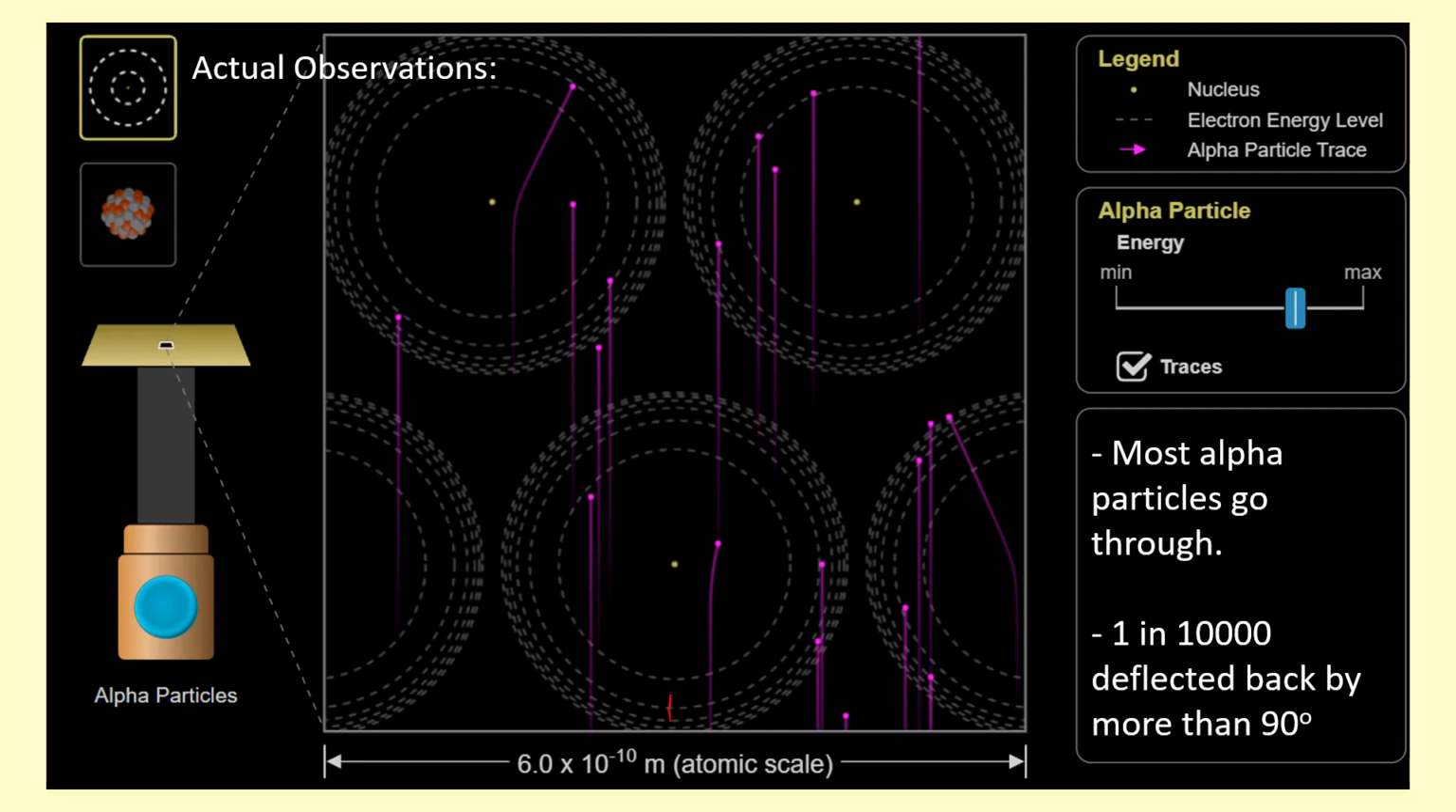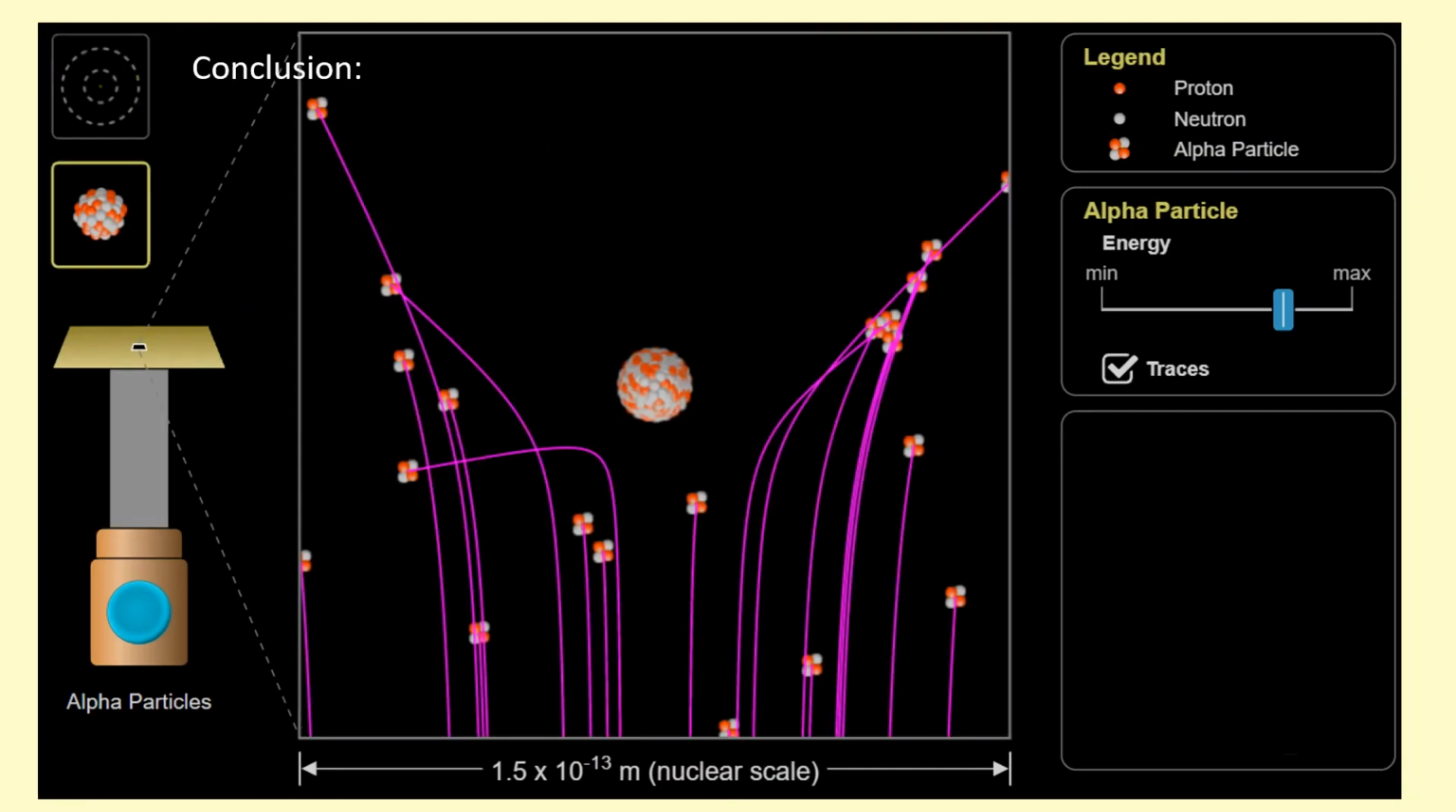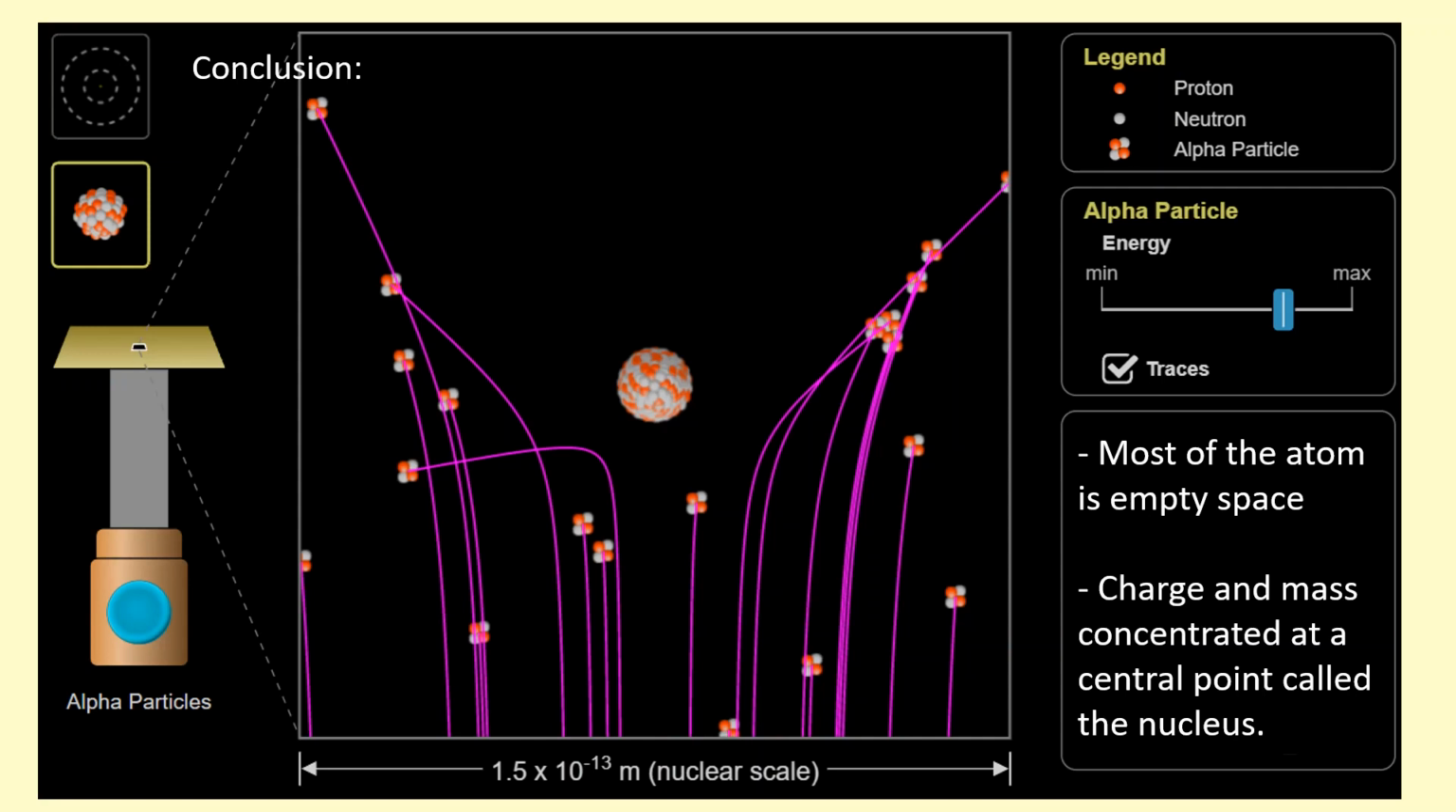So some were going straight towards the nucleus and then they were deflected back by more than 90 degrees. So the conclusion from this is that most of the atom is just empty space. That's why most particles went straight through. However, all the charge and mass is concentrated in the center, in a place called the nucleus.